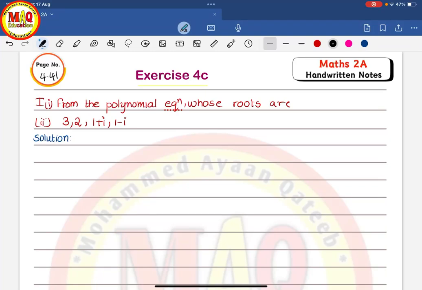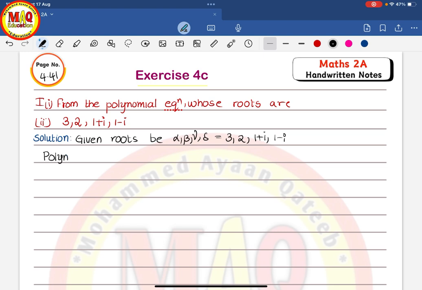Today in this video I'm going to explain exercise for the first question. So let's start from polynomial equation whose roots are. First let us write given roots, alpha, beta, gamma, delta equal to 3, 2, 1 plus i, 1 minus i.